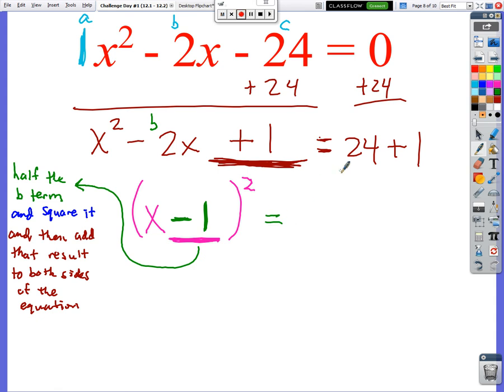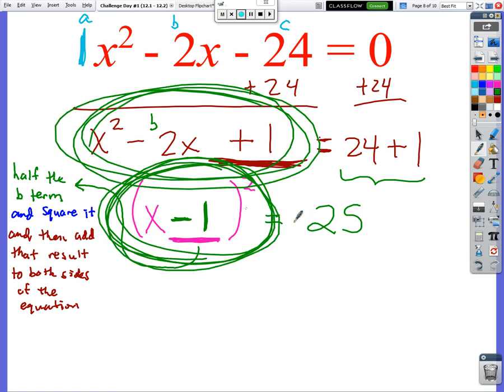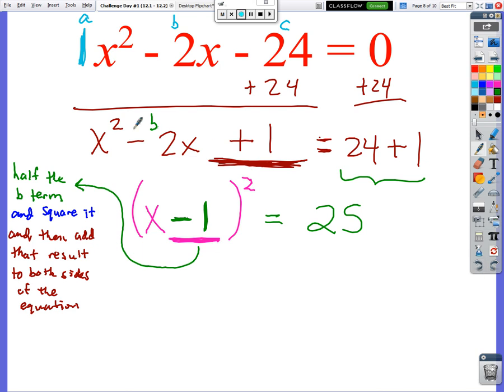And this is equal to, and we can do the math over here, 24 plus 1 is 25. If you were to FOIL or double distribute this, you would end back up at x squared minus 2x plus 1. The reason we call this a perfect square trinomial is because if we squared x minus 1, this would be the result.